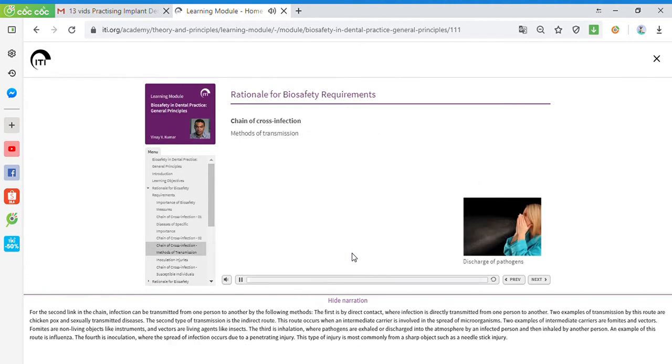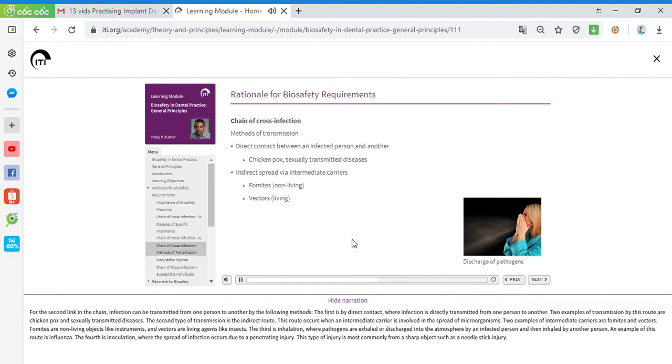For the second link in the chain, infection can be transmitted from one person to another by the following methods. The first is by direct contact, where infection is directly transmitted from one person to another. Two examples of transmission by this route are chickenpox and sexually transmitted diseases. The second type of transmission is the indirect route. This route occurs when an intermediate carrier is involved in the spread of microorganisms. Two examples of intermediate carriers are fomites and vectors.